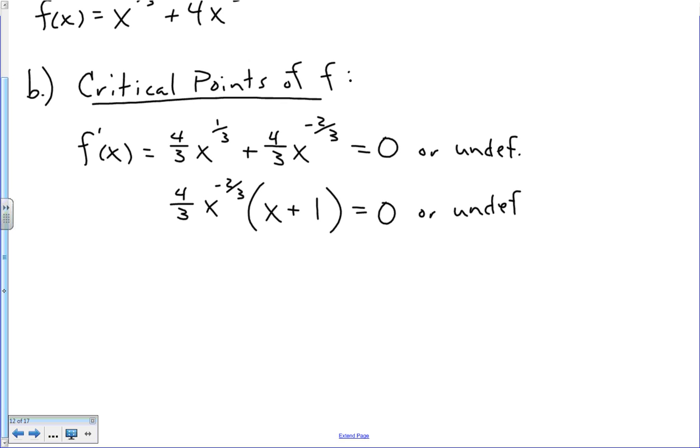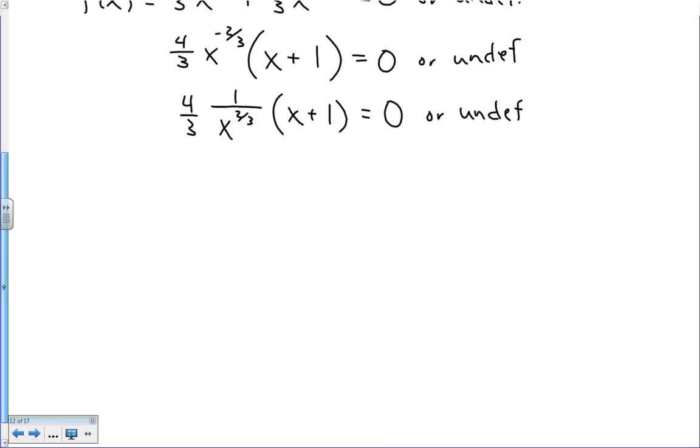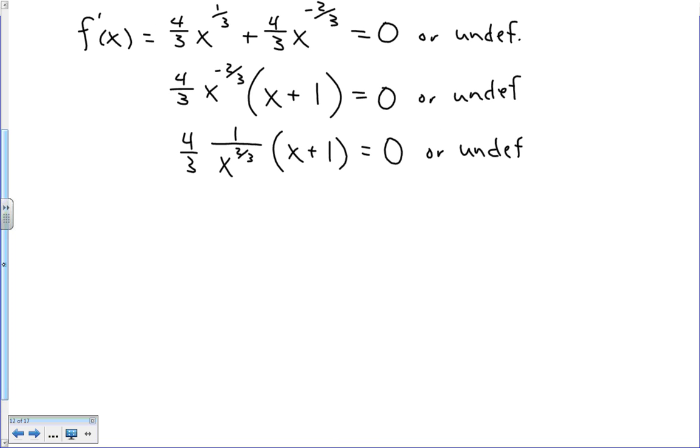All right. One last step here, although you don't necessarily have to do this, but it might help in recognizing where this thing's undefined. If you have x to the negative 2/3, that's actually 1 over x to the positive 2/3. I'm going to write it that way just so it helps us see our two critical points that we should have here. All right, so we get it factored this way as 4/3 times 1 over x to the 2/3 times x plus 1.